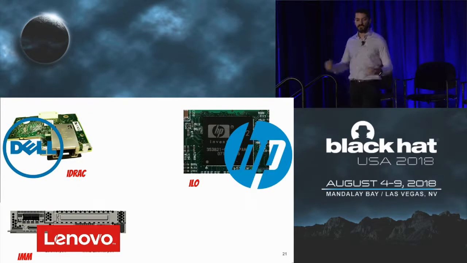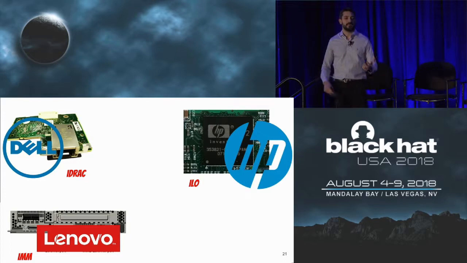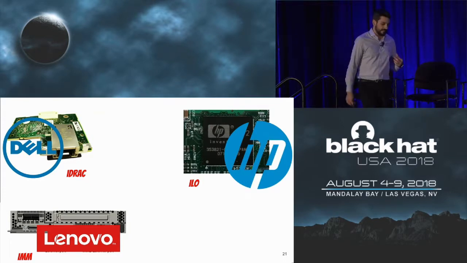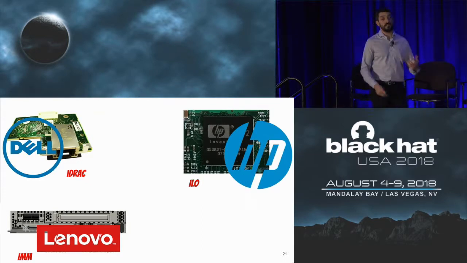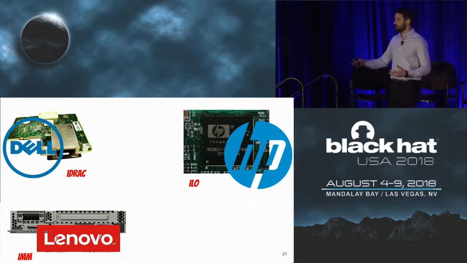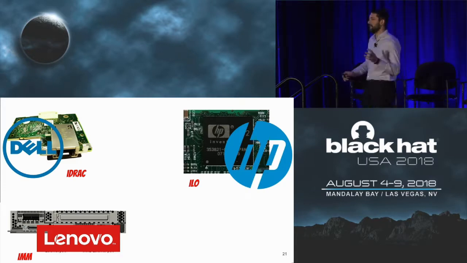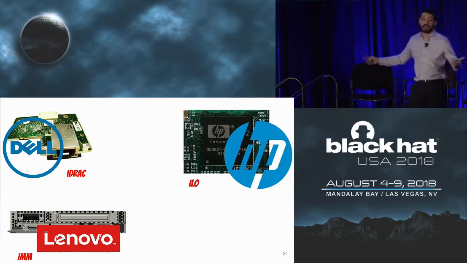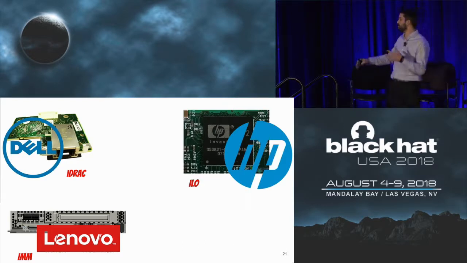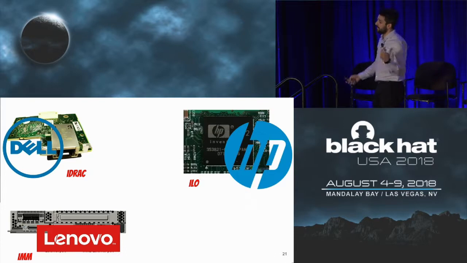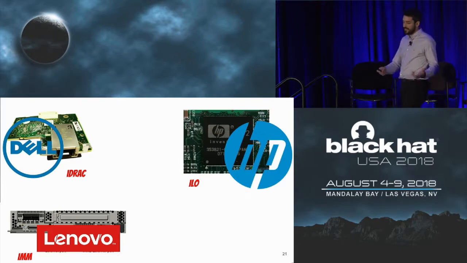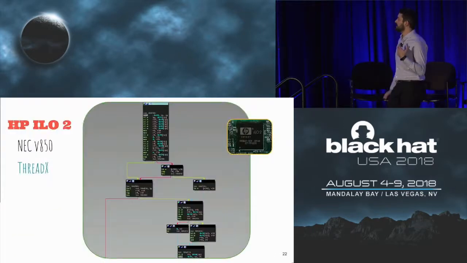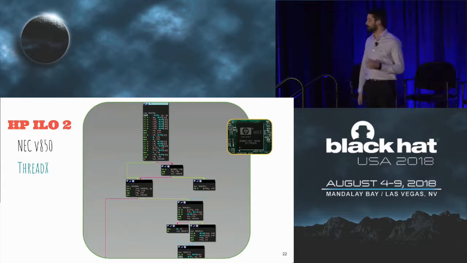So each of the main vendors on the market have their own implementation of this, their own variant. They all offer similar features to the administrators, but they have some differences. So for example, you have Dell with iDRAC, HP has ILO in different versions, 2, 4, and 1 also, and Lenovo has IMM. So let's see a little bit the differences between each other.